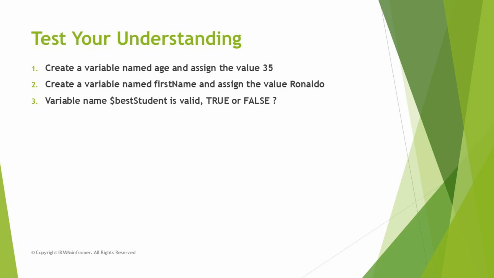As usual, at the end of every video, I have a session to test your understanding. So there are three questions I added for this video. The first question is: create a variable named age and assign the value 35. I repeat the question again: create a variable named age and assign the value 35. The second question is: create a variable named firstName and assign the value Ronaldo. Similarly, the third question is: is the variable name $bestStudent valid, true or false?